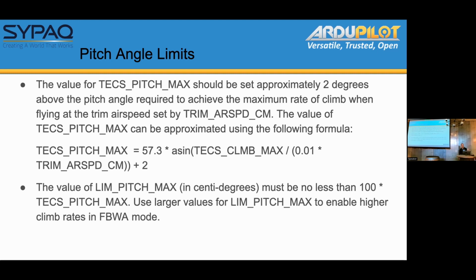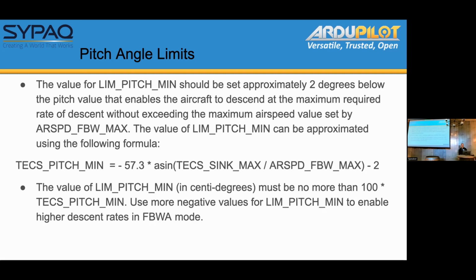And then you need to make sure that the overall limit, the limit that no controller can exceed, and that includes the pilot in FBWA, that's limb pitch max. That can't be smaller than TECS pitch max, because TECS will take the smaller of those two parameters. Okay, so we set the maximum pitch angle limit, and then we set the minimum, and it's a similar concept. You need 2 degrees of margin. And you also need to make sure that the global minimum pitch angle limit is no more than the TECS value. In other words, it can't be above; it can be below.